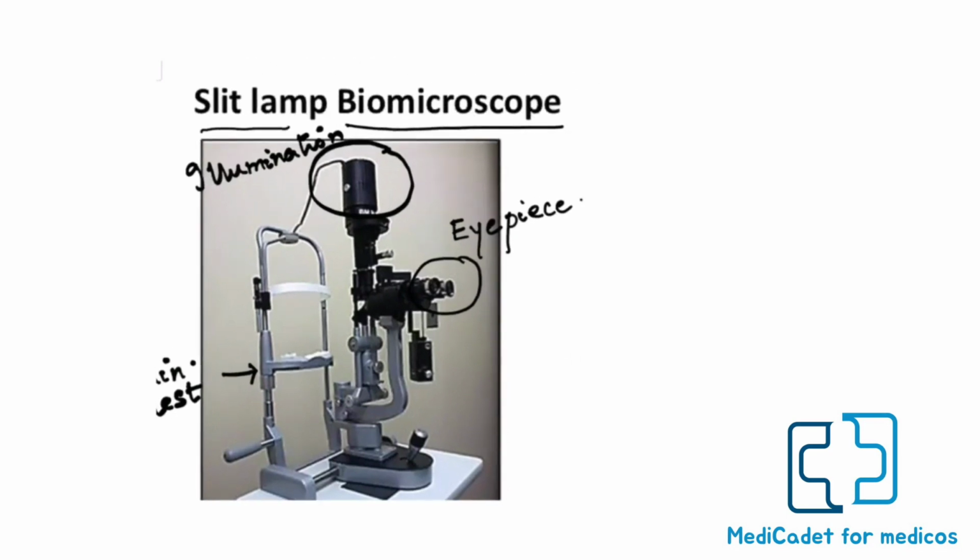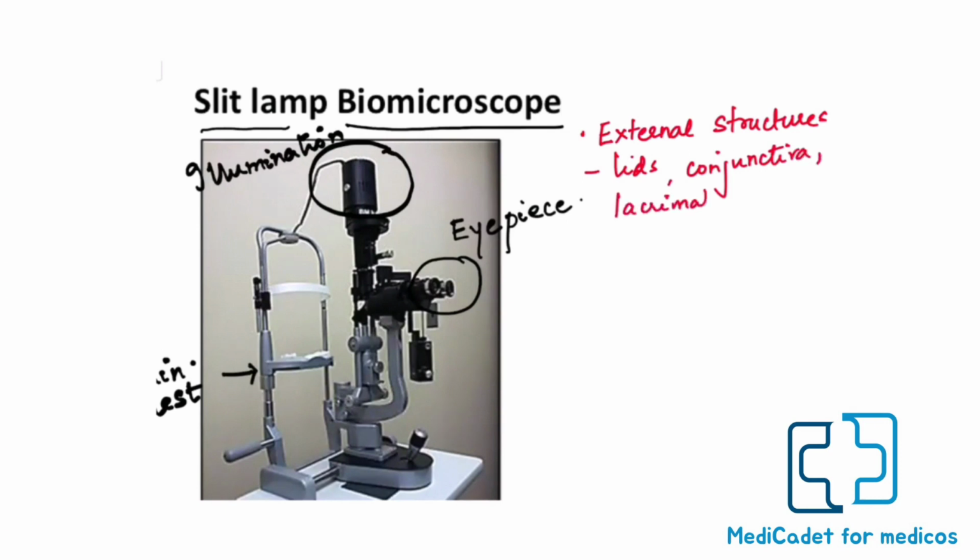So what does this slit lamp help us to evaluate? Basically, it helps us to evaluate the external structures. What are our external structures? External structures like the lids, the conjunctiva, the lacrimal sac area, etc. So we can look at the eyelids, the conjunctiva, and this area, that is the lacrimal sac area. This gross examination helps us. Next, it helps us to evaluate the anterior segment of the eye.